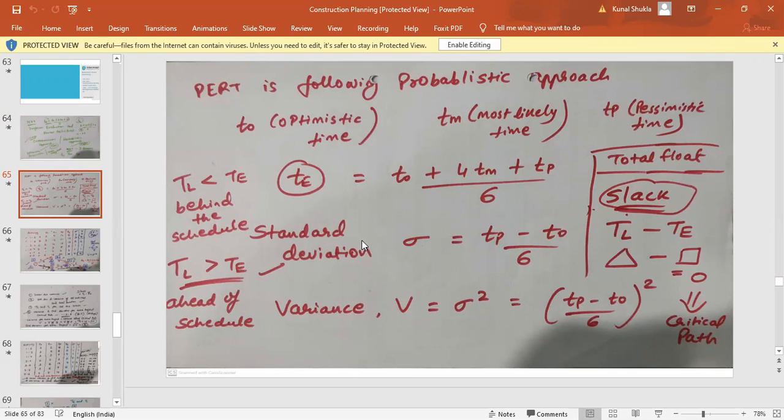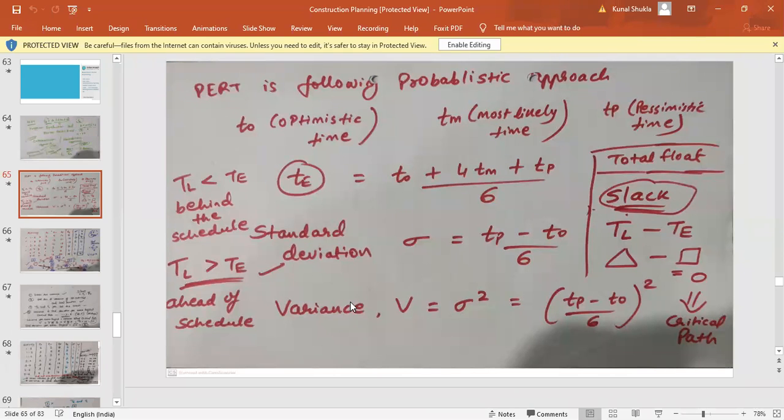So these things are not available in case of the PERT method. PERT method does not include the calculation of this. Rather, it includes the calculation of standard deviation. Standard deviation, I think you have learned in your 8th and 9th standard mathematics, which is denoted by sigma, and its square is called a variance. So sigma formula is given as Tp minus T naught divided by 6. So again, standard deviation and variance will be for all the activities.